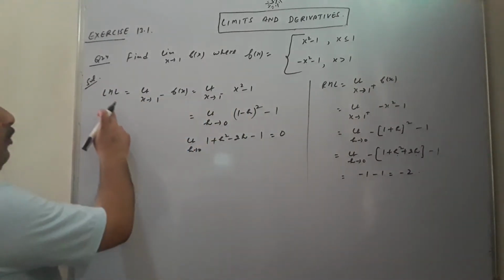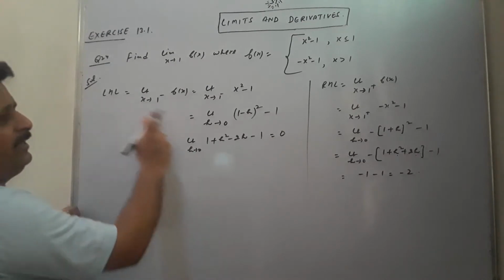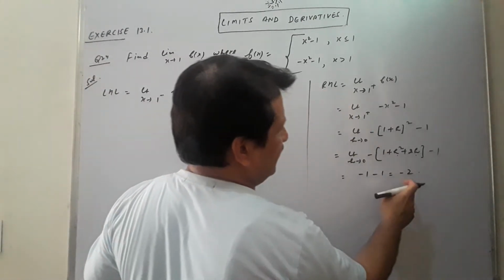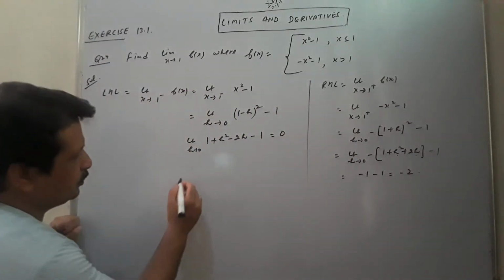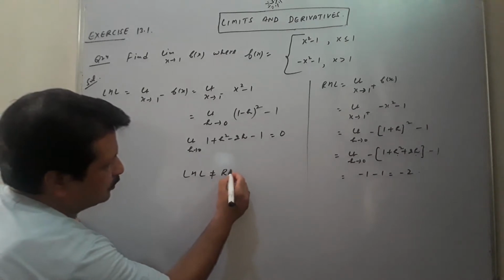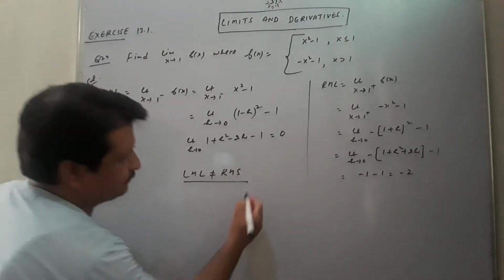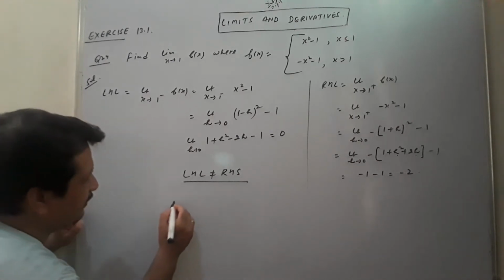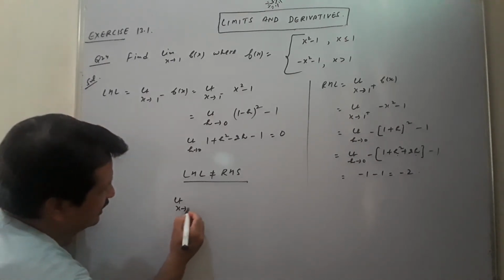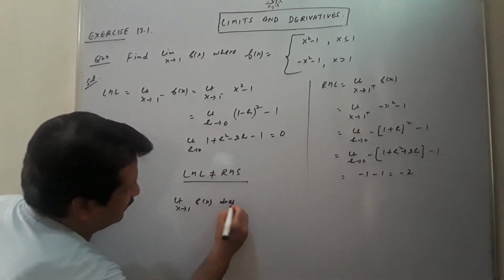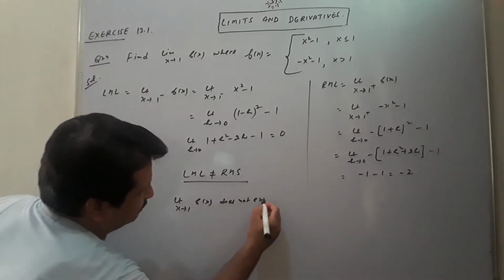So here while we are putting the left hand limit, it will come as equal to 0, and here we are putting the right hand limit, it will come as equal to minus 2. So we will say that the left hand limit is not equal to the right hand limit. What is its meaning then? Its meaning is that the limit as x tends to 1 of f of x does not exist.